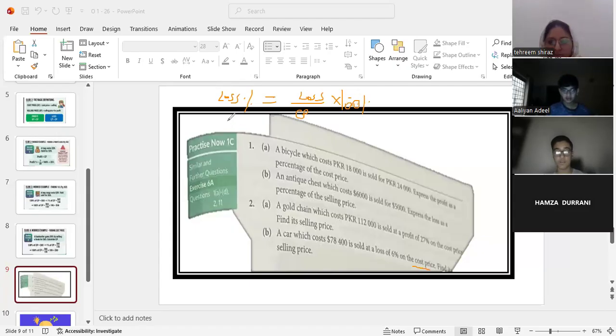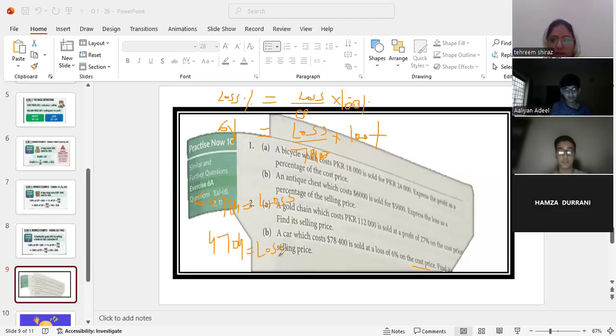Now the loss percent is 6%, that is equal to loss over the cost price, which is 78,400 into 100%. This percent and this percent will be cut down. These two zeros will be cut down with this 6 multiply 784, that is equal to our loss. And this loss is equal to 4704.